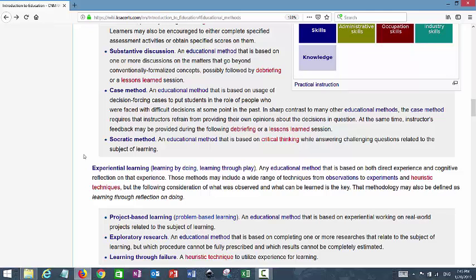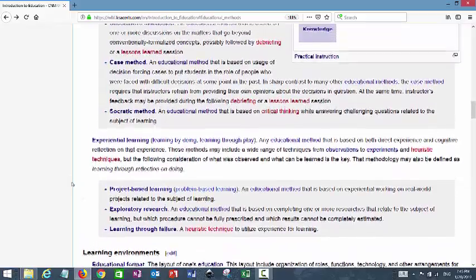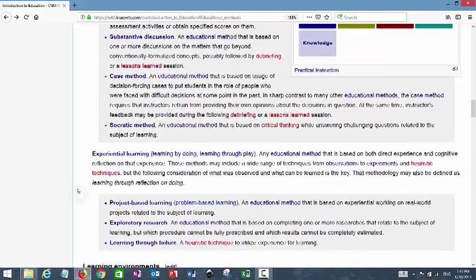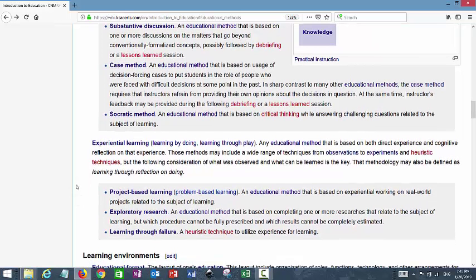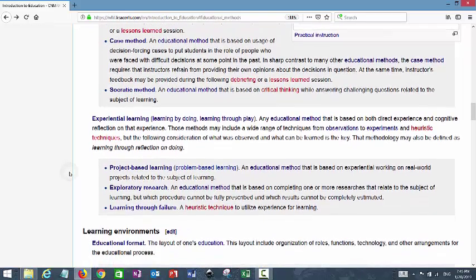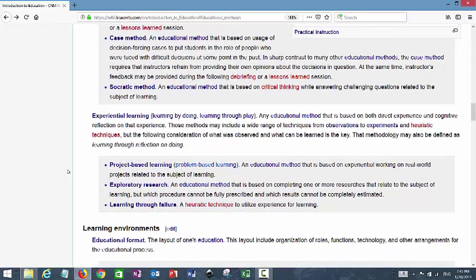lessons learned session. One more method is Socratic, which was developed according to Plato by Socrates in ancient Greece. And Socrates, instead of giving answers to the questions of his students, tried to ask questions and prompt them to arrive at their own conclusions. So they use critical thinking while answering challenging questions related to the subject of learning.